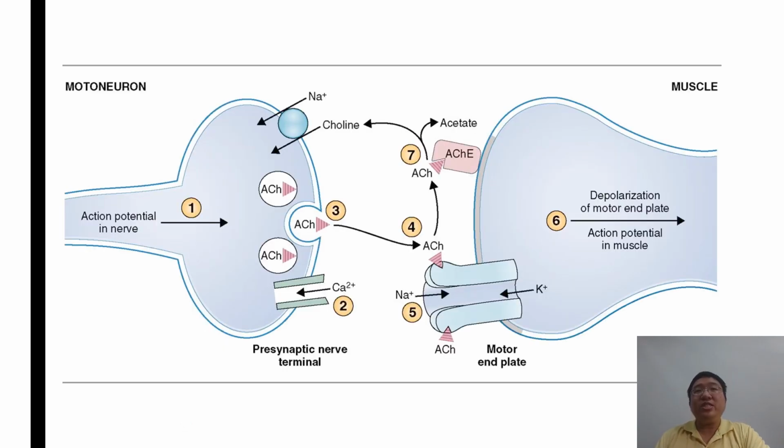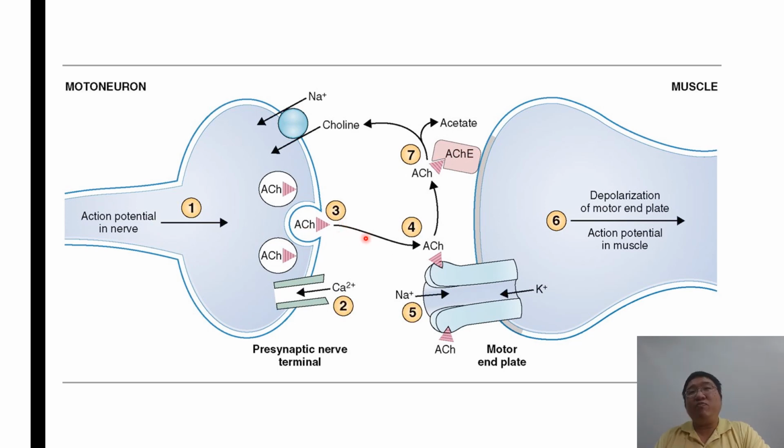I would like to review a little bit about the nerve conduction at the neuromuscular junction. The action potential comes along the axon and then reaches the nerve terminal, the presynaptic nerve terminal. Then there is activation of the voltage-gated calcium channel first. When calcium enters the nerve terminal, acetylcholine can be released.